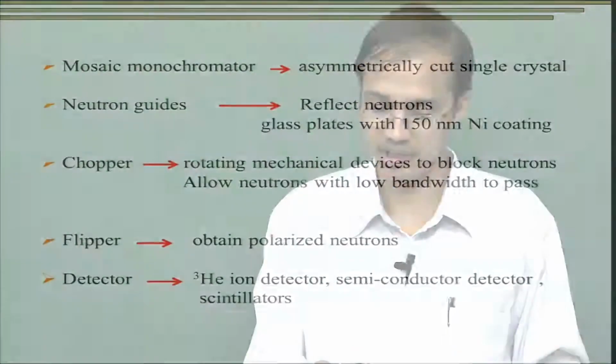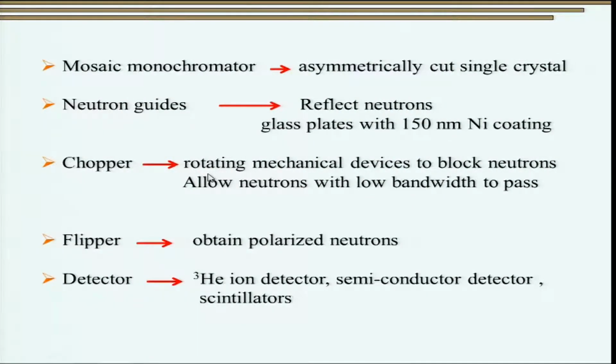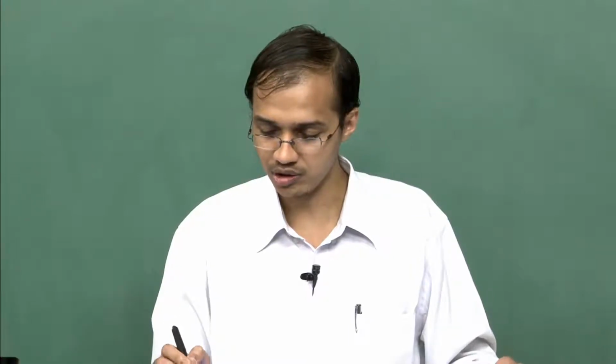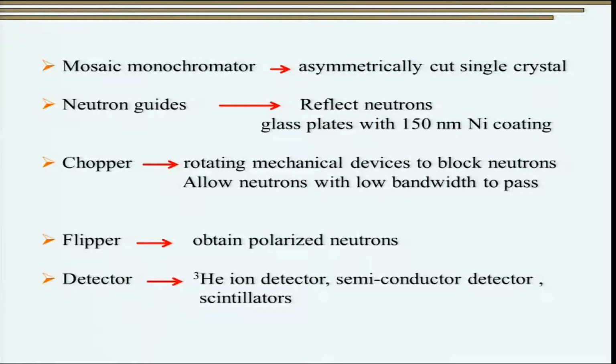The chopper, as I had mentioned, comprises rotating mechanical devices that block neutrons of various energy and allow only neutrons with very low bandwidth to pass. So, we had seen that there is a Maxwell distribution. Of the Maxwell distribution, we allow only a small part to pass using the chopper.